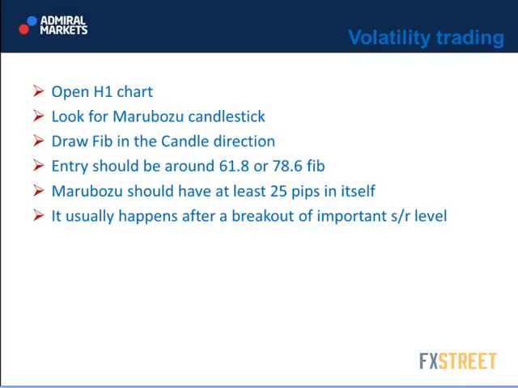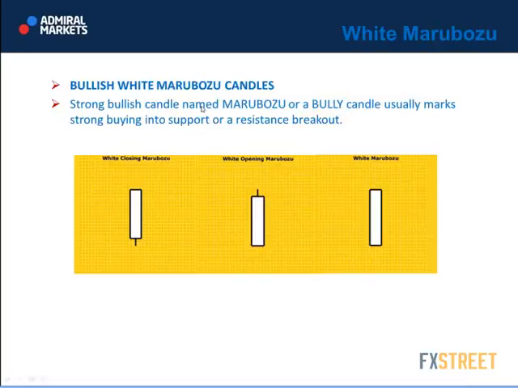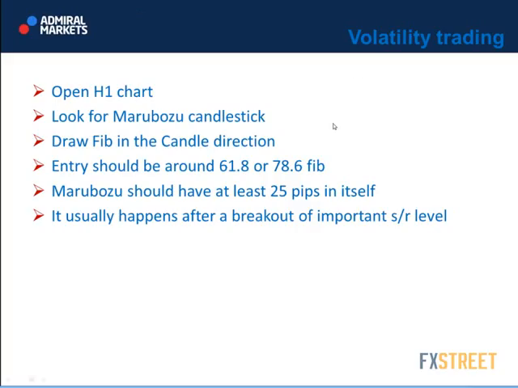Entry should always be around 61.8 or 78.6. The Marubozu candlestick should be at least 25 pips in itself, and it usually happens after a breakout of an important support or resistance level. These are the core trading rules. I need to show you a Marubozu candlestick, because volatility trading is done on Marubozu candlesticks exclusively. You don't look for any other candlestick pattern.